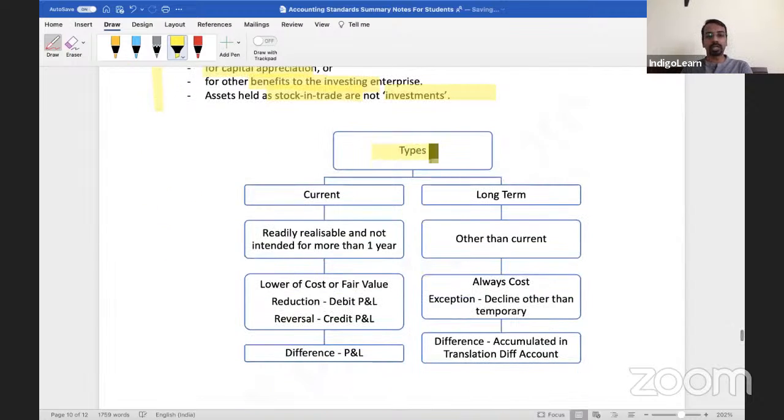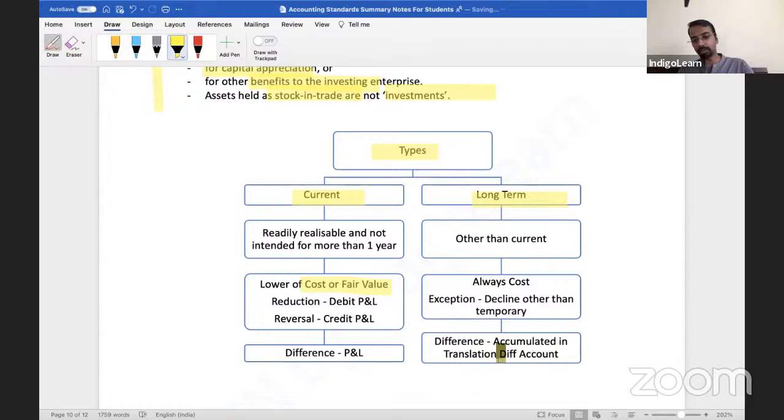Then there are two types, current and long term. This is one aspect which gets tested quite often in the examination. What is current? Current means it is readily realizable and not intended to be held for more than 1 year. You want to sell it off within 1 year, then it is current. Otherwise, it is long term. If it is current, you will value it at lower of cost or fair value. Difference will go to P&L.